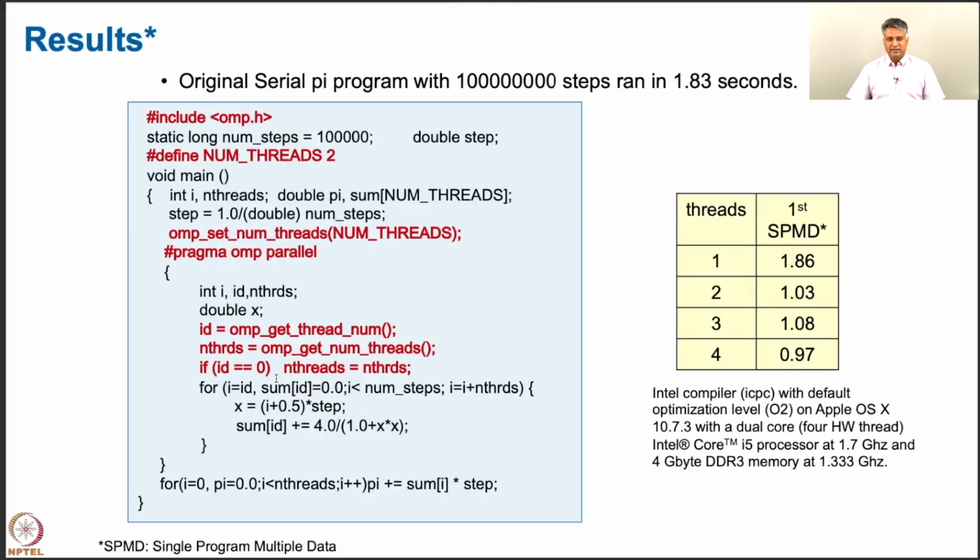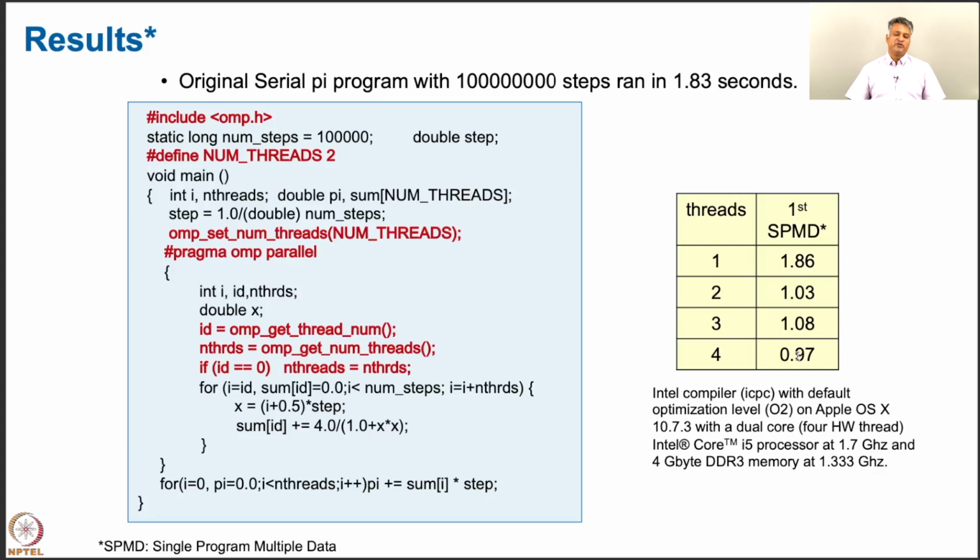Now, let's see a little bit of the timing results. Remember, the timing results that you obtain on each machine will be slightly different because of the specifications of the machine, what is being run, the type of compiler that is being used, and so on. So the timings that are being reported over here are for these specifications. If I use one thread, I take about 1.86 seconds. If I use 2 threads, I get the answer in 1.03 seconds. With 3 threads, it actually increases to 1.08 seconds, and with 4 threads it is 0.97 seconds.